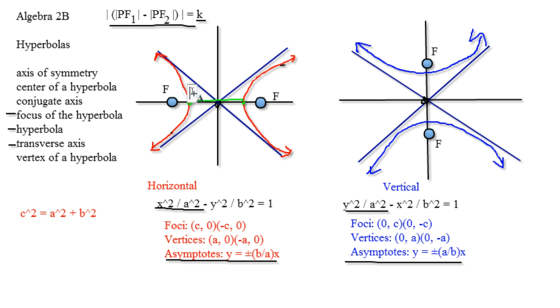So, vertex and vertex. This is going to be the transverse axis. And this one will be too, so this will also be the transverse axis. Now the conjugate axis is going to be the other. Now the conjugate axis is going to be this way.